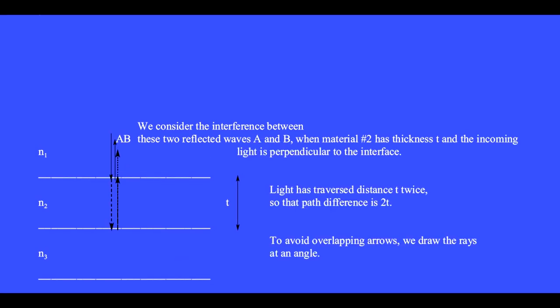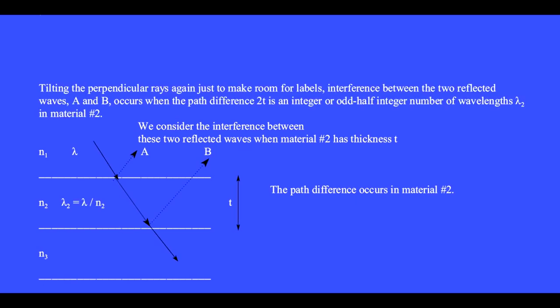Light has traversed distance T twice, so the path difference is 2T. To avoid drawings that have many overlapping arrows, we instead draw the rays at an angle, even though they really are arriving perpendicular to the interface. We take material number 1 to be air, whose index of refraction n1 equals 1. The wavelength in material 1 will be lambda, and the wavelength in material 2 is lambda 2, which is also lambda over n2. We are interested in interference that is fully destructive or fully constructive.